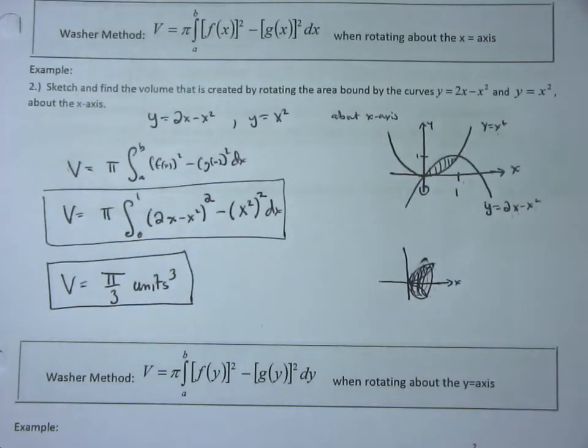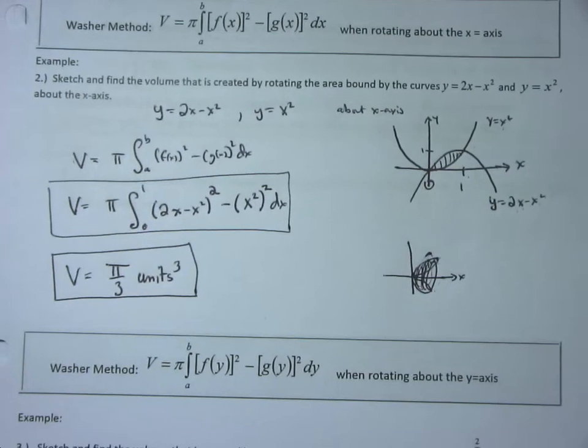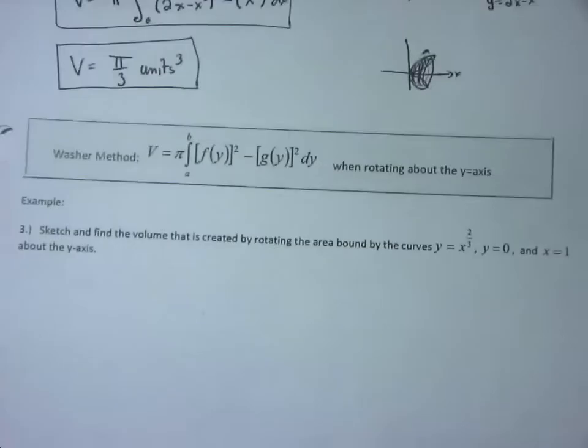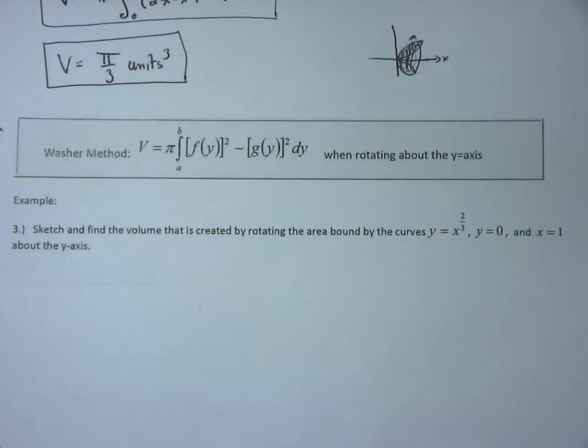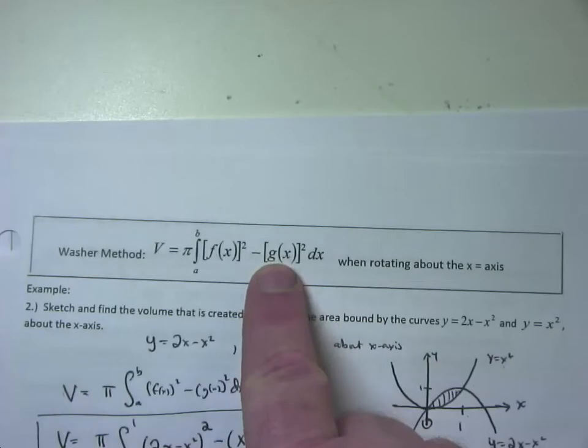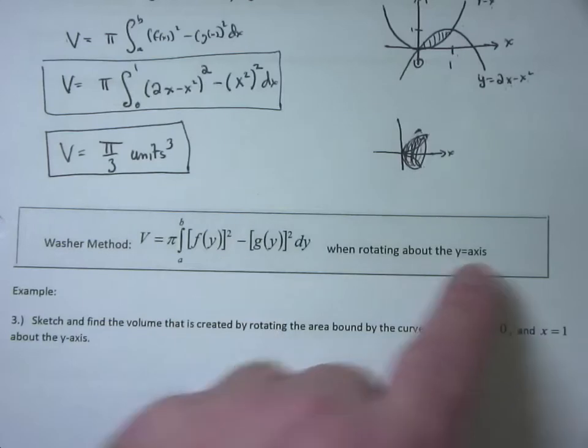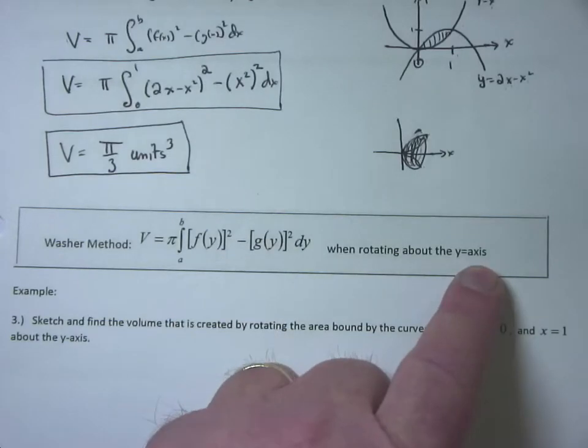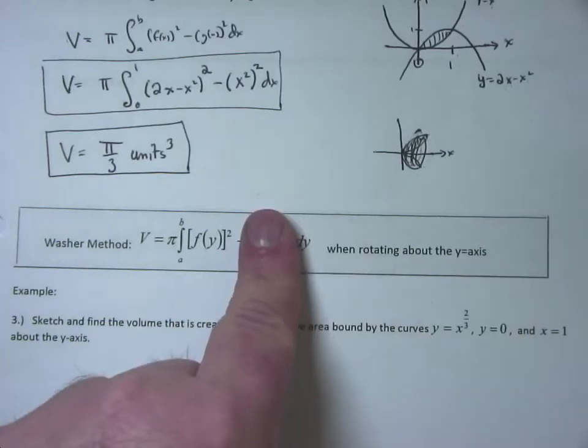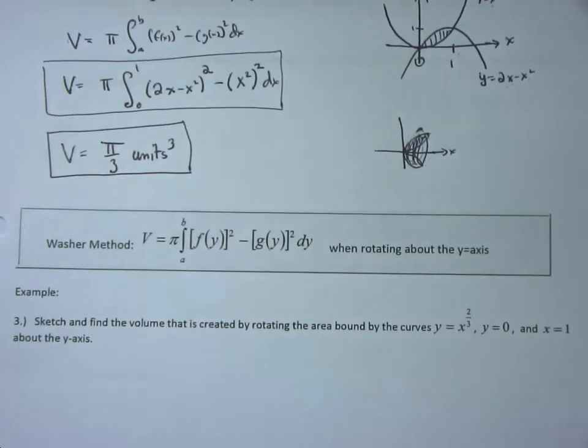But as I was mentioning to you guys a few seconds ago, what if we wanted to rotate around the y-axis instead? Well, again, we're doing the disk washer method. The difference between the disk and washer method is very simple: this is your washer method, and it becomes a disk if g of x equals 0. This is your washer method for rotating around the y-axis, and it becomes a disk method if g of y equals 0. So, here we go.